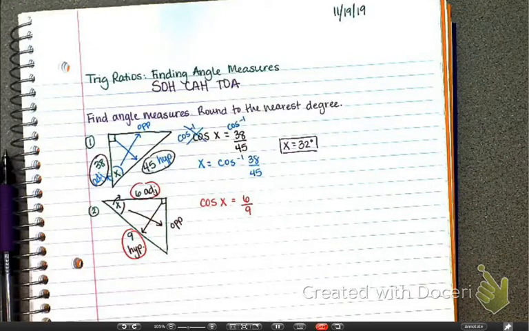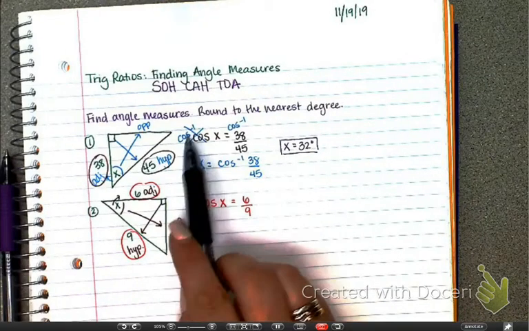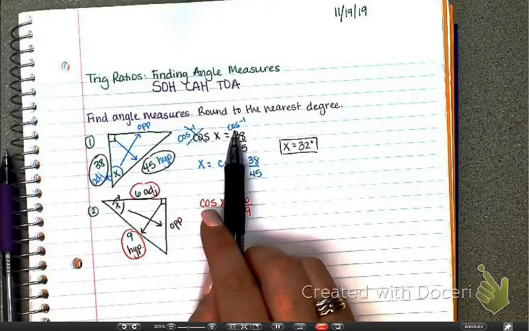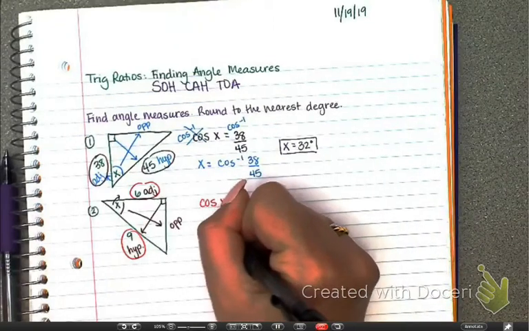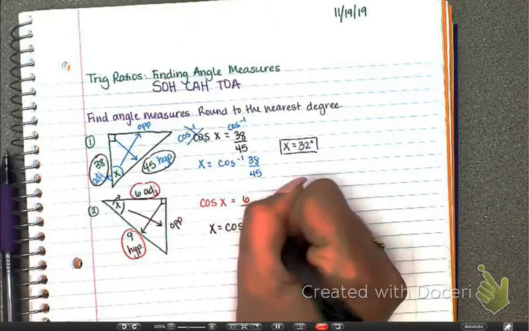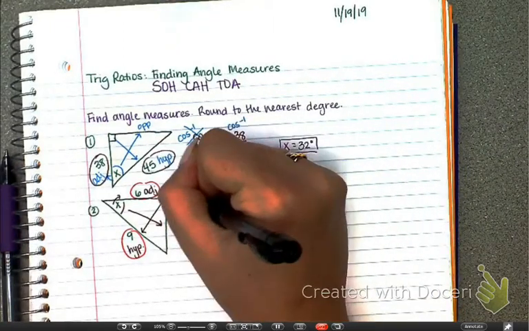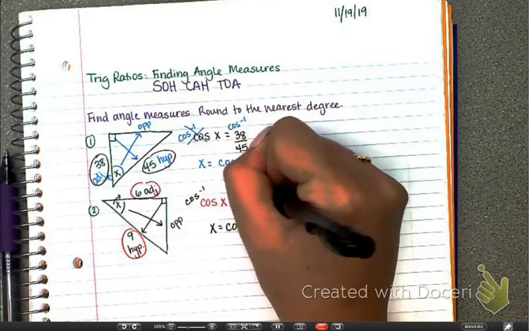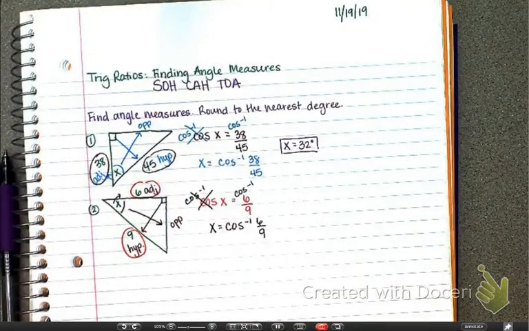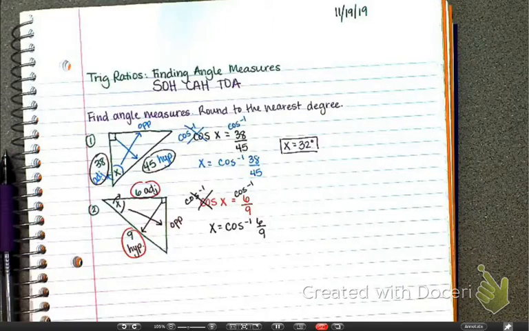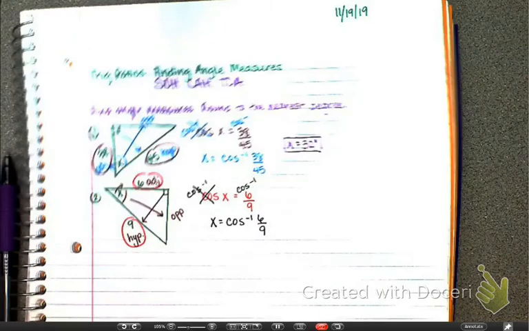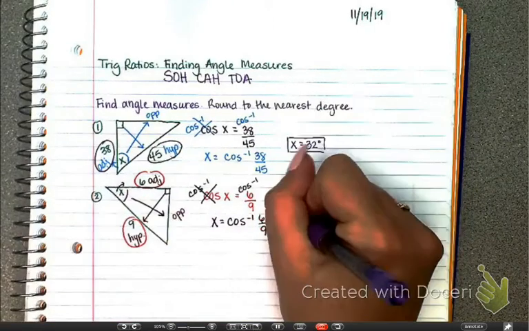How do I get rid of that cosine? Take the inverse of it. Now, if you don't want to write this part every single time, that's fine. So I can go directly to x equals the inverse cosine of 6 over 9. I'm okay with that. If you need to write that step of multiplying by the inverse, then that's fine too. Okay, in your calculator, inverse cosine, so second cosine of 6 over 9 gives you what to the nearest degree? 48. Good.